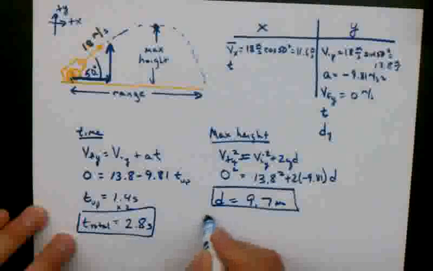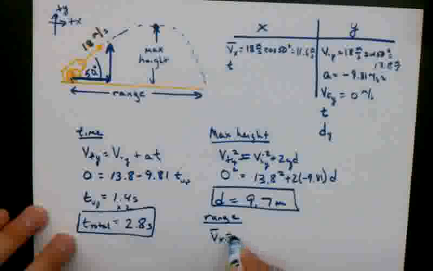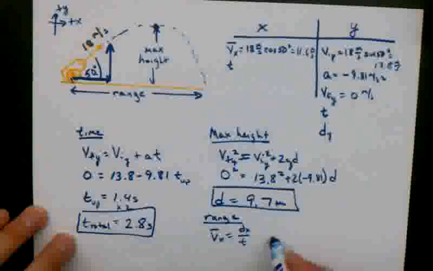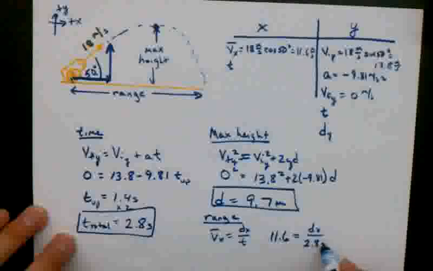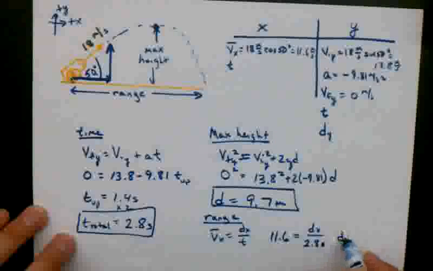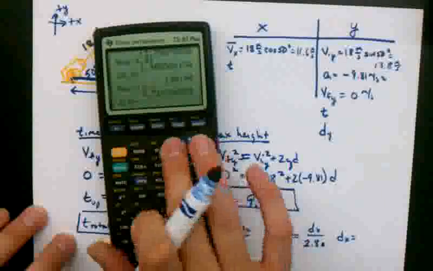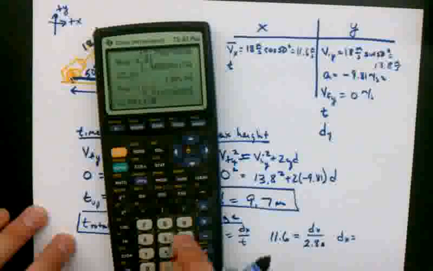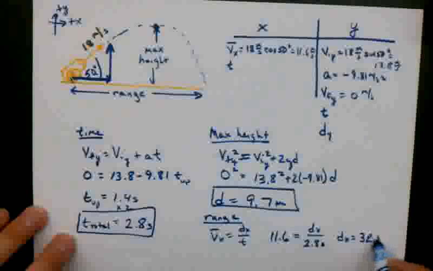And the last thing I'm going to find is the range. I can use Vx equals dx over t to solve that. The velocity in the x is 11.6. The time it's moving over is the entire 2.8 seconds. And so dx is equal to 2.8 times 11.6, which is 32.5 meters.